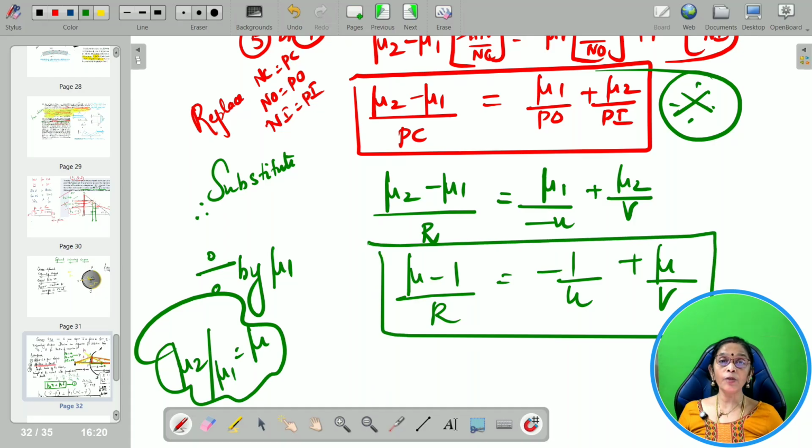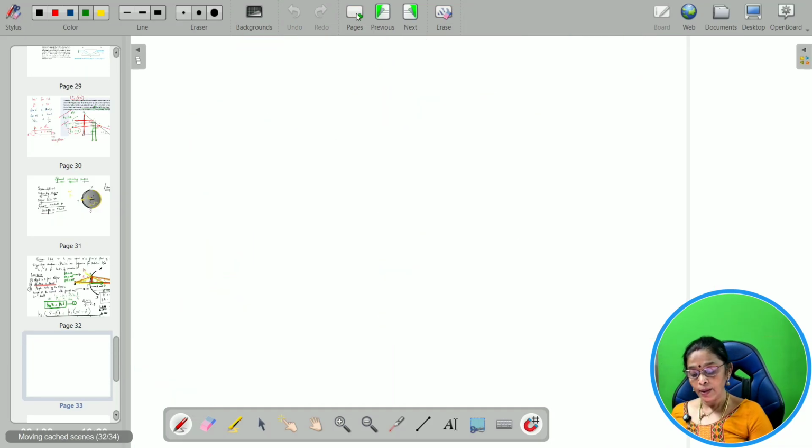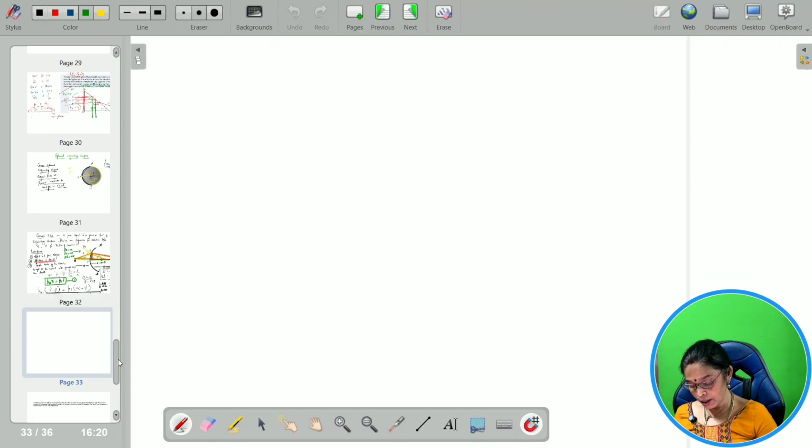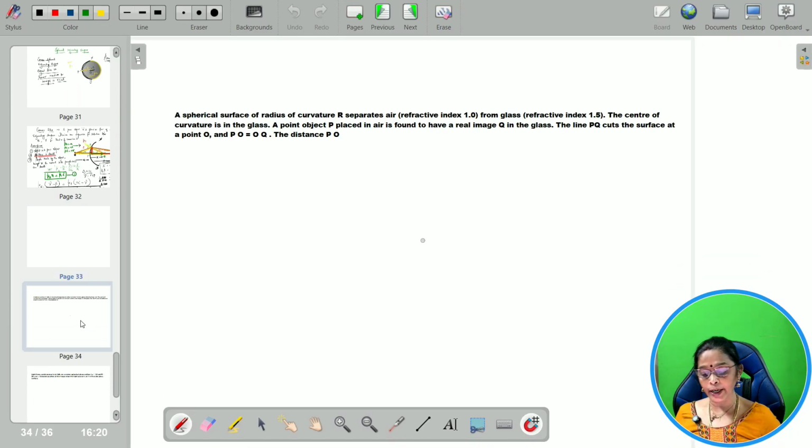Though this is the final equation, we always have to use this formula for doing numericals based on spherical refracting surface. Okay, so keeping that in mind, before we go to the next derivation, here one problem based on that we will check.